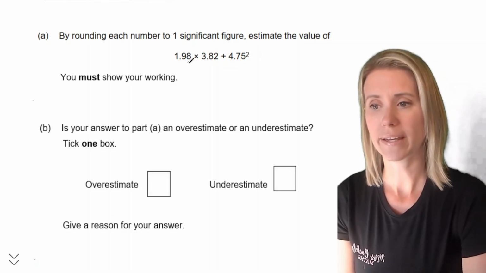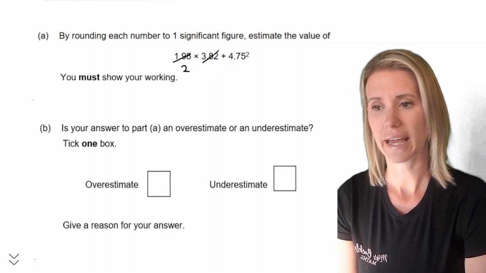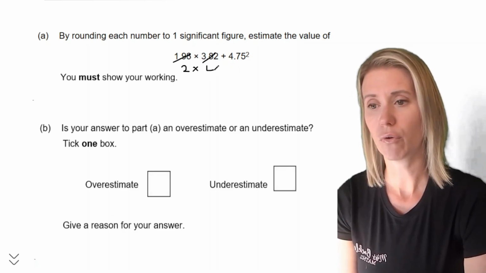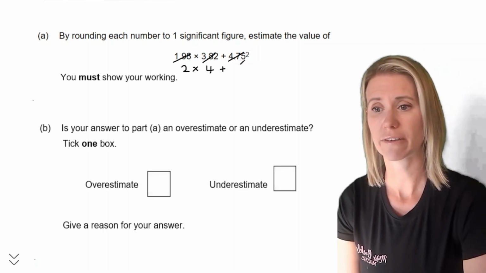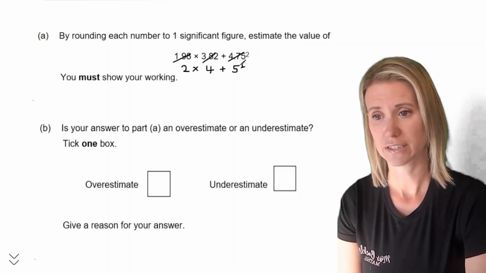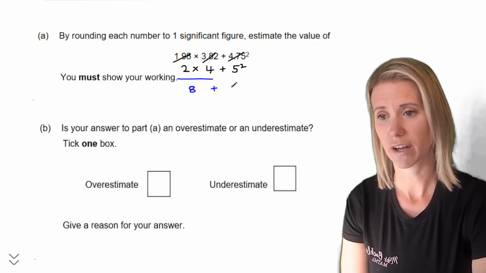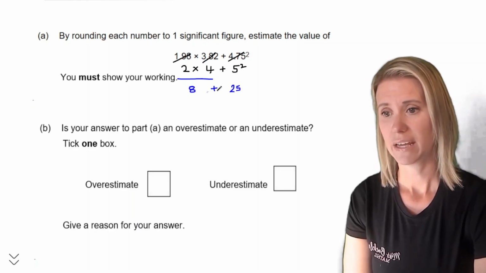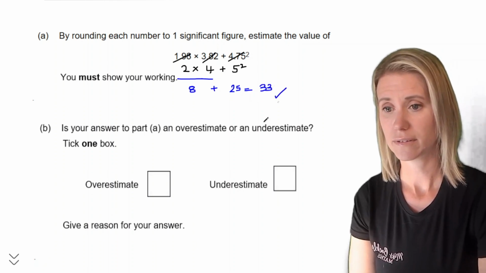So 1.98 is going to the value 2. 3.82 is going to the value 4, and we're adding on 4.75 squared. 4.75 goes to 5 squared. 2 times 4 is 8, and we're adding on 5 times 5, which is 25. 8 plus 25 is equal to 33. There we go.